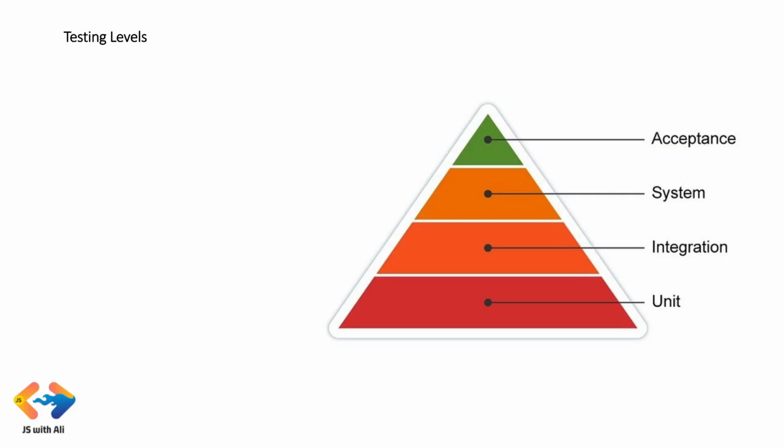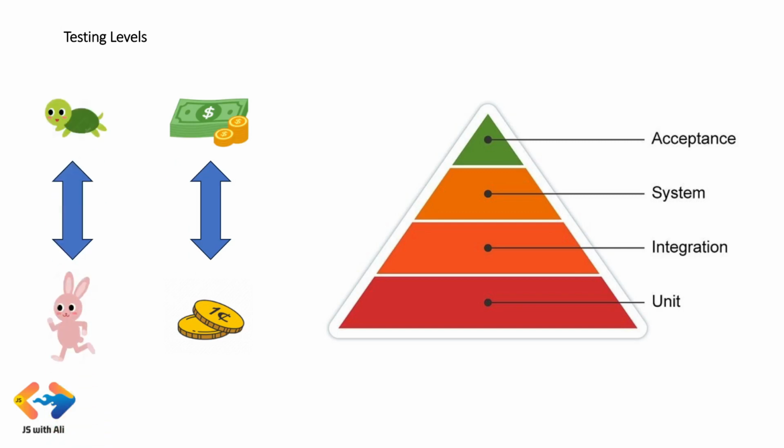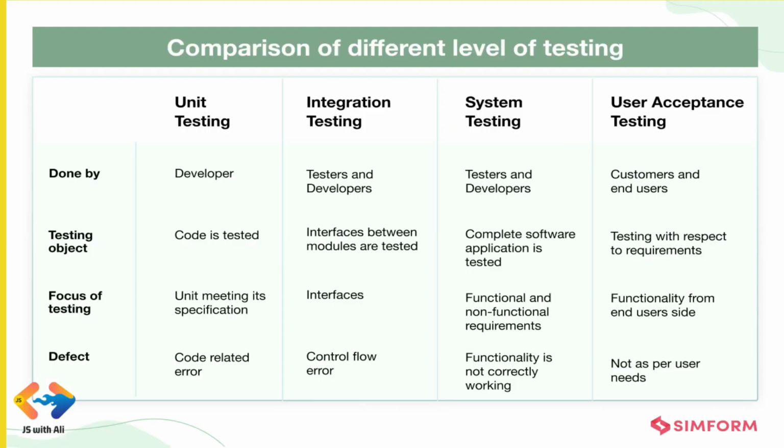As you see in this triangle, we have four types of testing, which are named acceptance test, system test, integration test, and unit test. If we go up from the bottom, you have to pay more money to test, and also the speed of testing is clearly reduced.